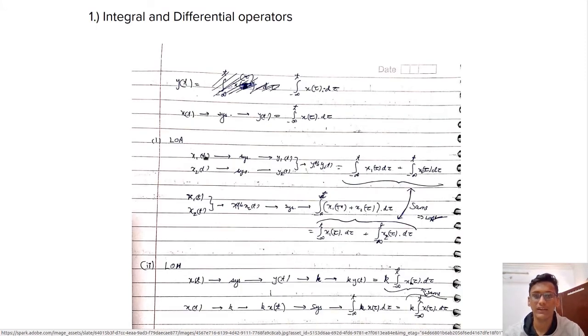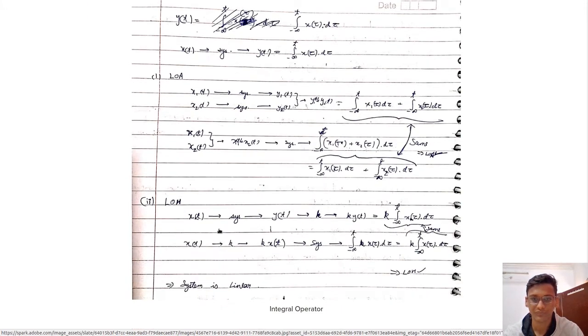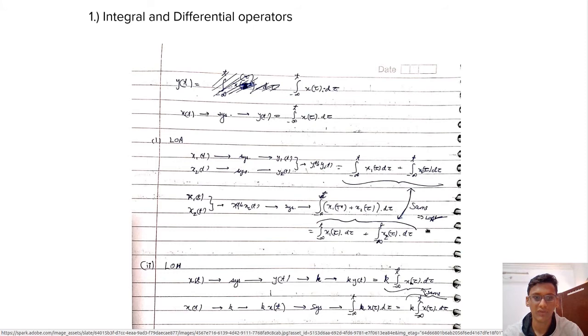Checking the law of additivity for the system, we can see that x1(t) passed through the system, we get y1(t), and x2(t) passed through the system, y2(t). Adding these two, we get the integral from minus infinity to t of x1(tau) d tau plus the integral from minus infinity to t of x2(tau) d tau. Taking these two signals, adding them first, and passing it through the system, we get the integral from minus infinity to t of (x1(tau) plus x2(tau)) d tau, which can also be written as the integral of x1(tau) d tau plus the integral of x2(tau) d tau. That means the law of additivity is followed here.